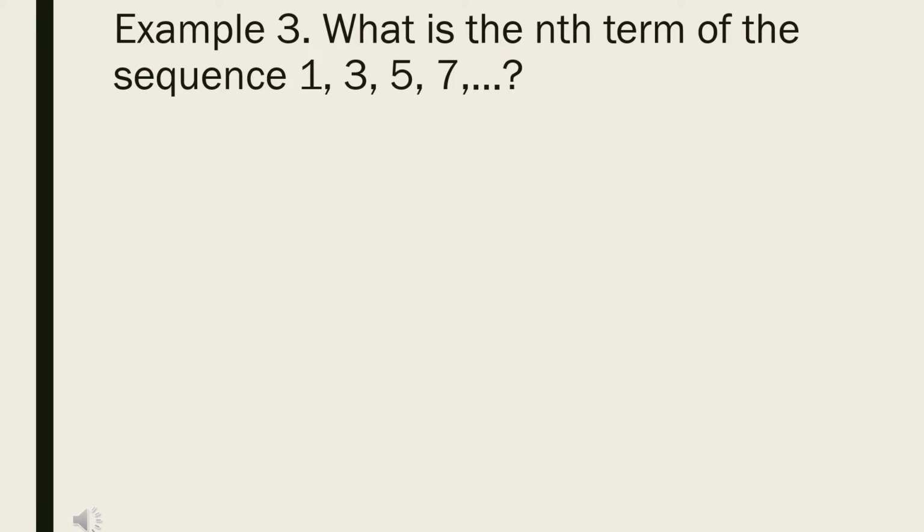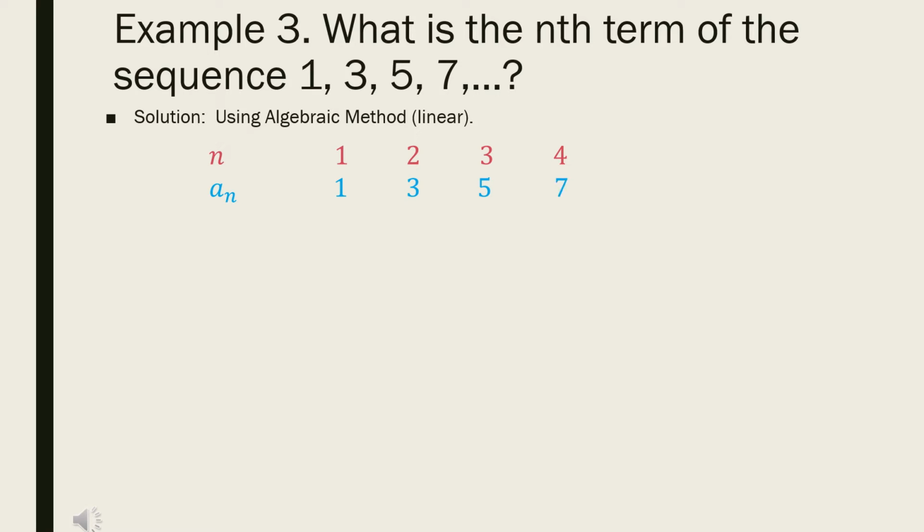Okay, example 3. What is the nth term of the sequence 1, 3, 5, 7, and so on? Same with inspection, we are going to count the number of terms that is given. So we have here 4 terms. So our n would be 1, 2, 3, and 4. And then its corresponding term, which is a sub n, which is 1, 3, 5, and 7.